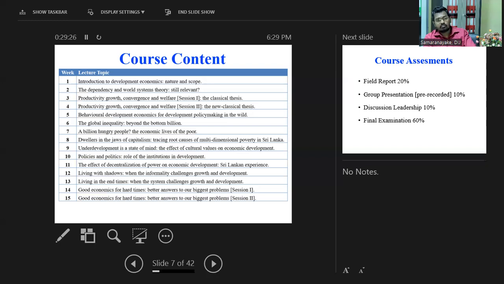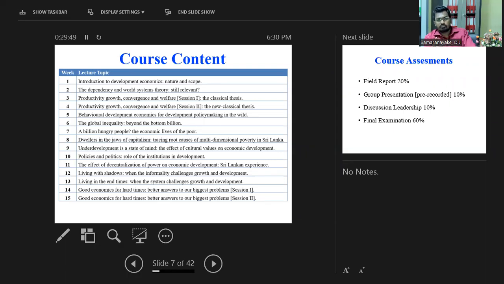So another interesting topic where I will refer to the book written by Slavoj Zizek, which is called Living in End Times. It says how, when the system fails, that will challenge development. So even nowadays, another hot topic, isn't it? That is really important for us to discuss.